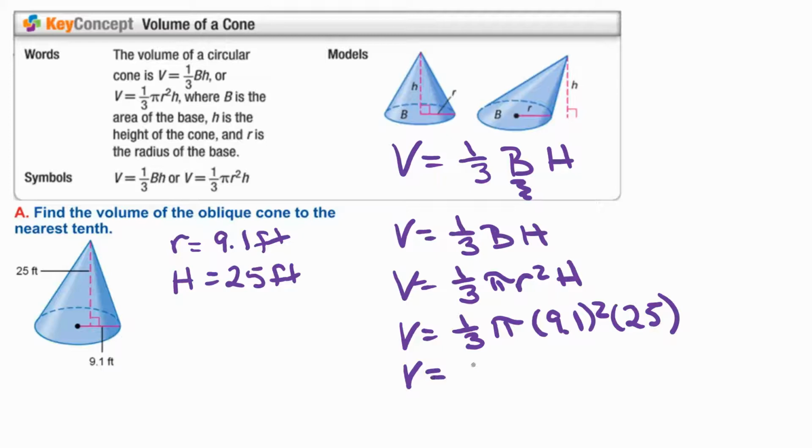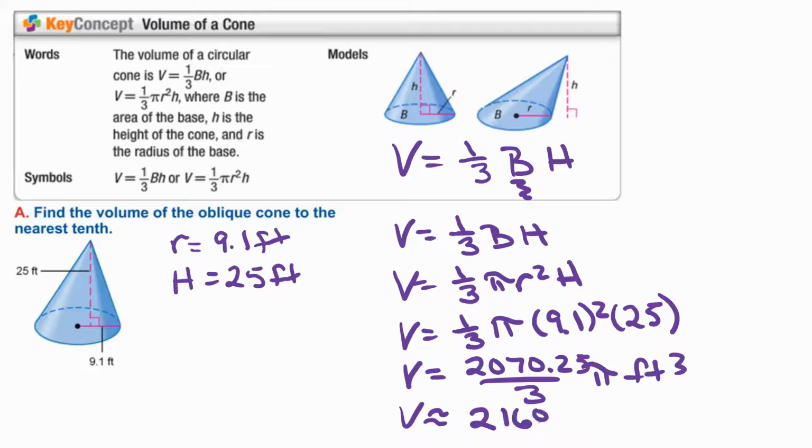So volume equals 2070.25 divided by 3 pi, which gives us a final answer of 2168.0 feet cubed.